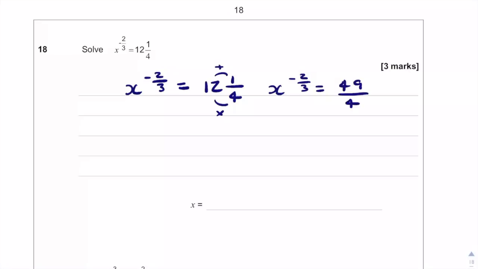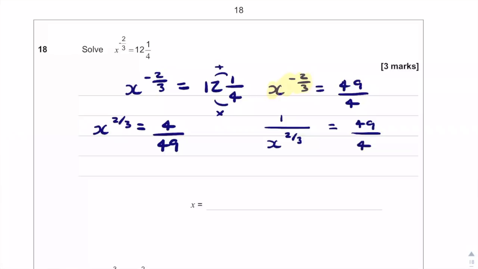Well, now using our laws of indices, we can convert this x to the power of minus 2 over 3 to 1 over x to the power of 2 over 3. Of course, that's equal to 49 over 4. And now what we can do is flip both sides of the equation around. So rather than having 1 over x to the power of 2 over 3, we can have x to the power of 2 over 3 over 1. So what we're actually saying is x to the power of 2 over 3 is equal to 4 over 49.